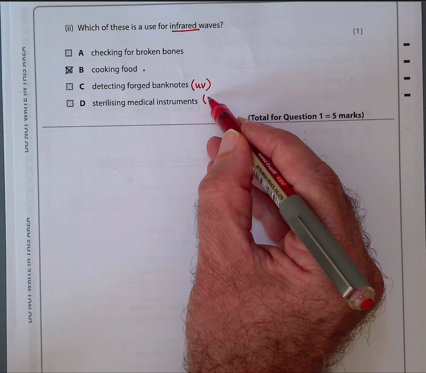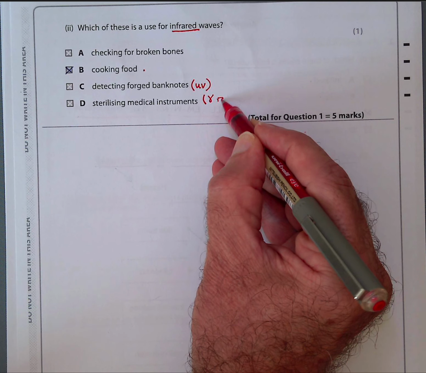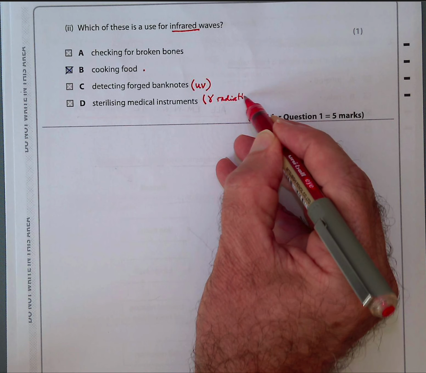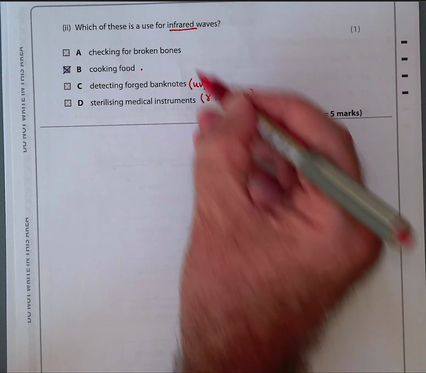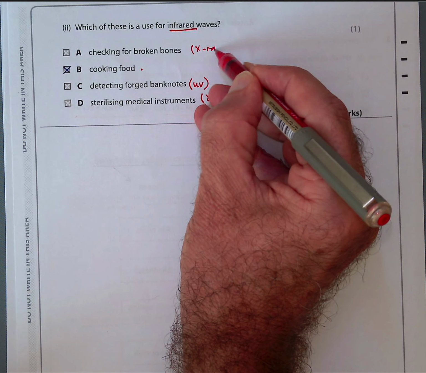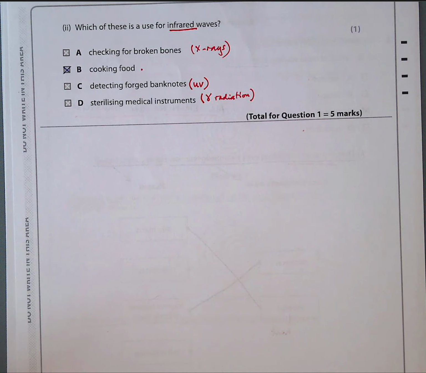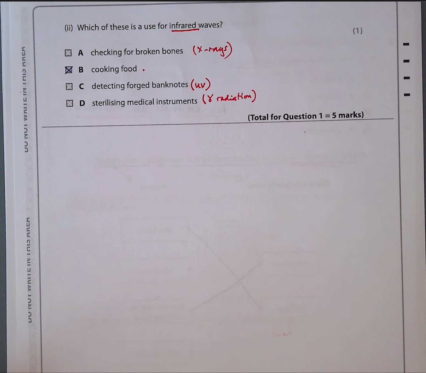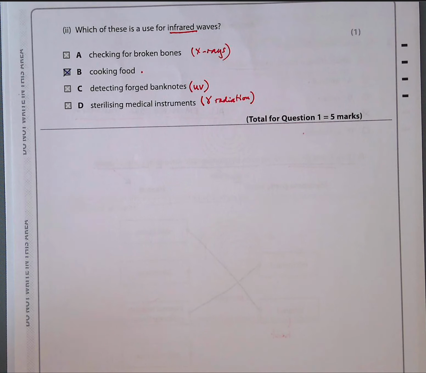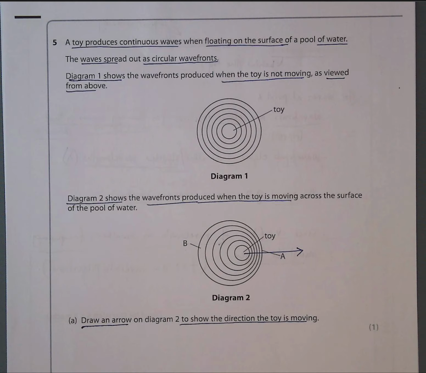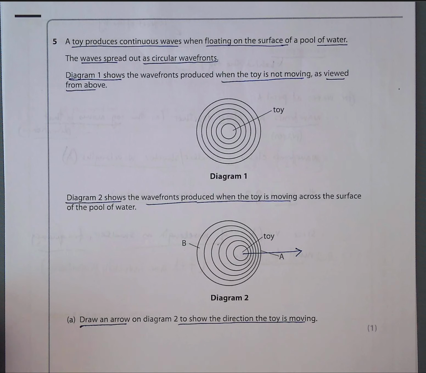Sterilizing medical instruments is usually gamma radiation. I'm sure you could use X-rays as well, but it's normally given as gamma radiation, and we've already done X-rays for bones. Okay, so cooking food is infrared. You could cook food with microwave, but they're asking about infrared. Okay. Personally, I don't use microwaves. I don't like them. I prefer to use traditional methods of cooking.